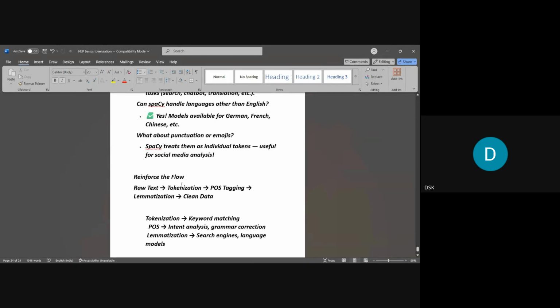So let me reinforce the flow again. Raw text is converted to tokenization. Then, since it is getting split, POS tagging happens, that is part of speech tagging. Then lemmatization happens, and then here comes the clean data. So this is the flow.